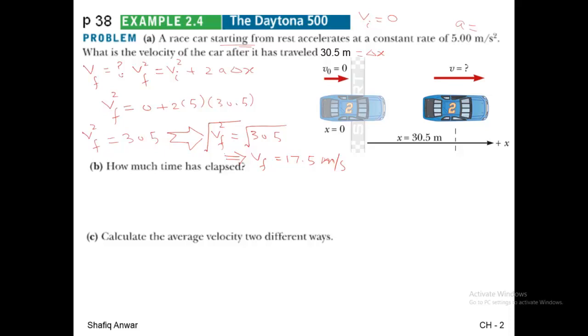Now, part B: how much time has elapsed? So now you have to find out the time it takes from this point up to the final point. We have this equation. Vf we just finished, 17.5, initial is 0. So you get 5t is equal to 17.5. Divide by 5 on both sides. So you get t equal to 3.50 seconds.